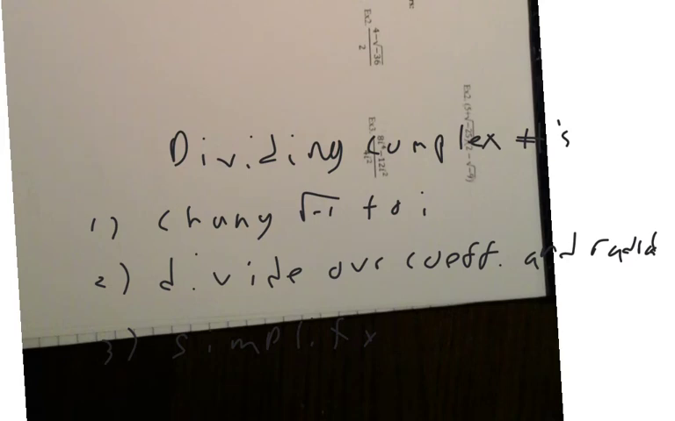So let's take a look at example 1. Remember, change our square root of negative 1 to i. So we have i radical 50 divided by i radical 2. The i's divided cancel. We're going to divide our rad 50 by rad 2, and we get square root of 25, and we know that equals 5.